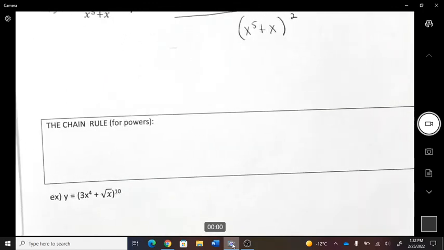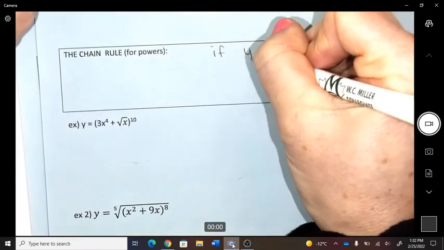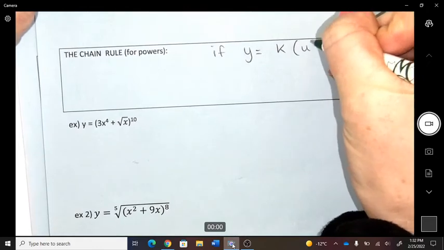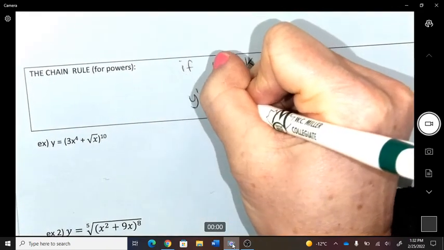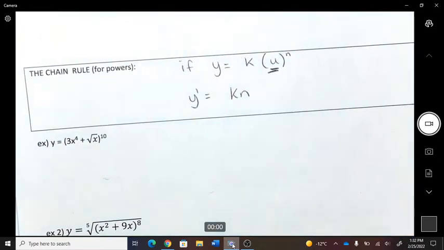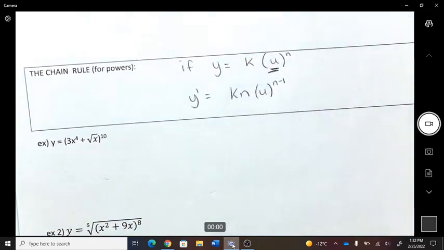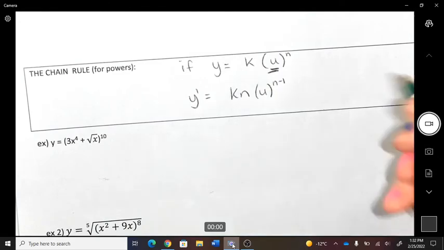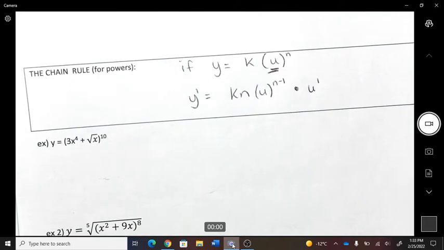And the chain rule. Last one we'll do today. So the chain rule, if your function looks like this, and the u is meaning you have a bunch of stuff in there. You don't just have an x this time. You have like a group of things. Then your derivative is going to be kn, right? We times the front and top. U to the n minus 1. That's the same as the power rule.